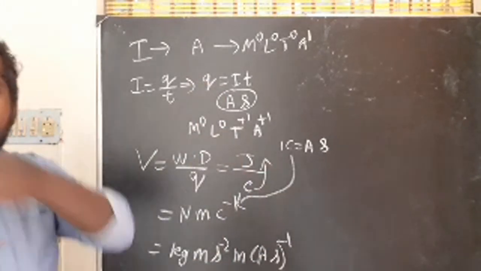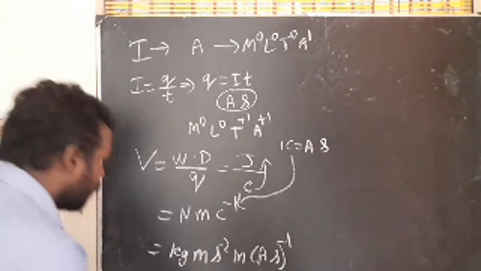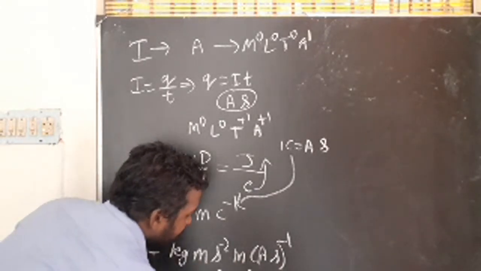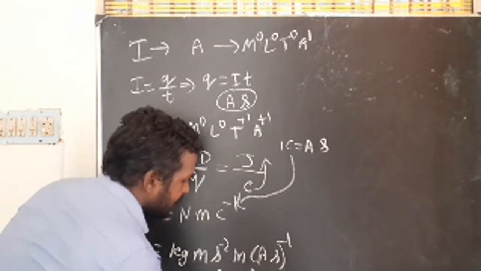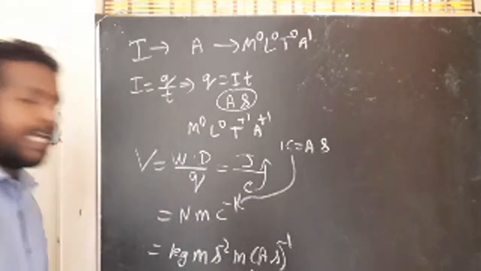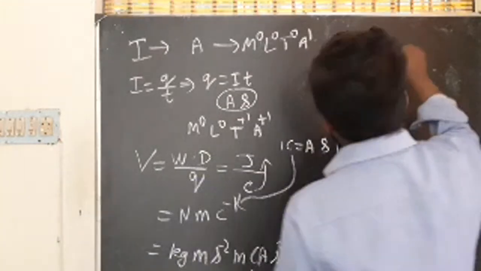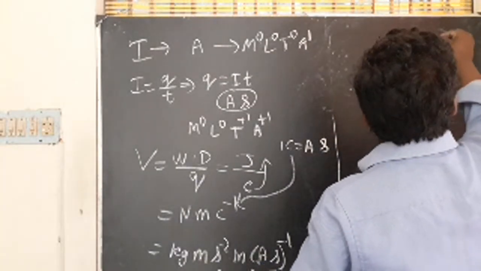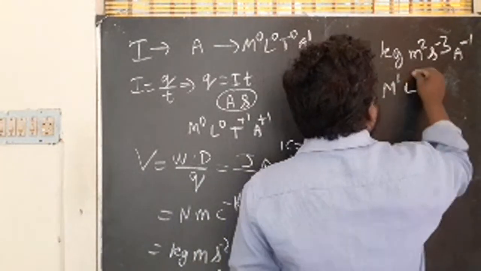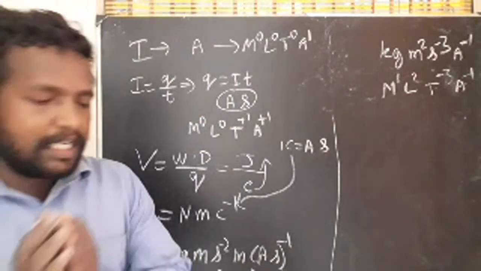Now we are doing the solution for voltage, SI unit and dimensional formula. So we can write kg meter square second minus 3, because this minus 1 I am bringing inside. Ampere inverse, second inverse, so together this will become second minus 3. So now kg meter square second minus 3 ampere inverse. What about the dimensional formula? M power 1, L power 2, T power minus 3, A inverse. This is the dimensional formula for voltage.